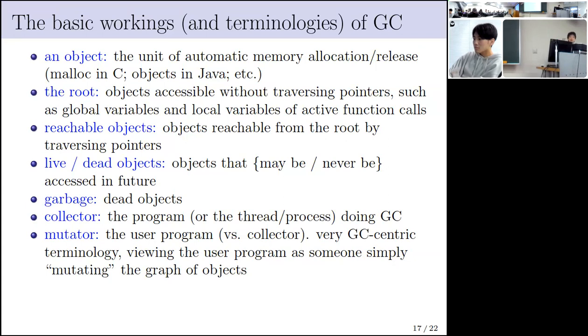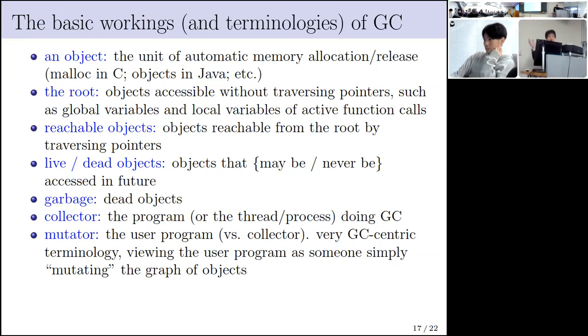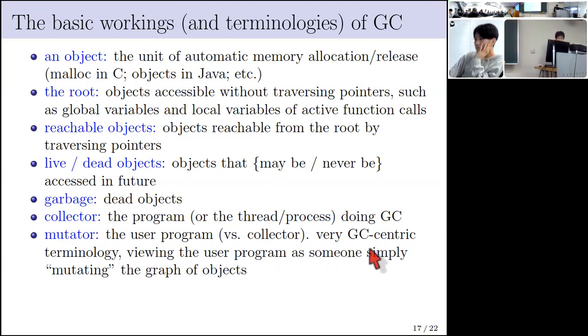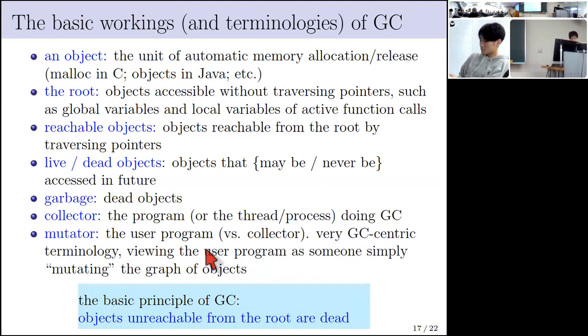In this viewpoint, the garbage collector is the program that is doing the real work, when in fact it is the opposite. What is doing the real work is obviously the user program. But when we talk about the garbage collector, the garbage collector is the guy who is doing the real work, and the user program is simply a program that is mutating whatever data structure the garbage collector is working on. That's why this is called a mutator. So again, this is a very garbage collector centric terminology. It views the user program as someone simply mutating objects, mutating the memory that the garbage collector is working on.